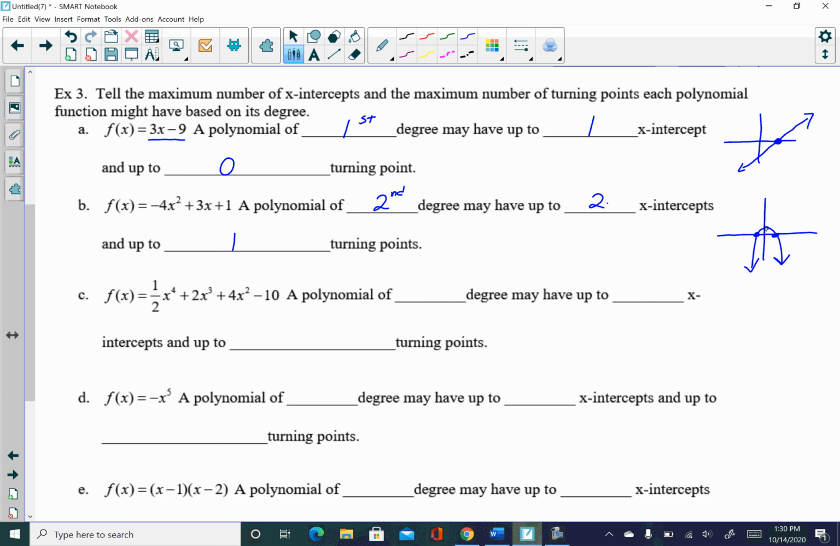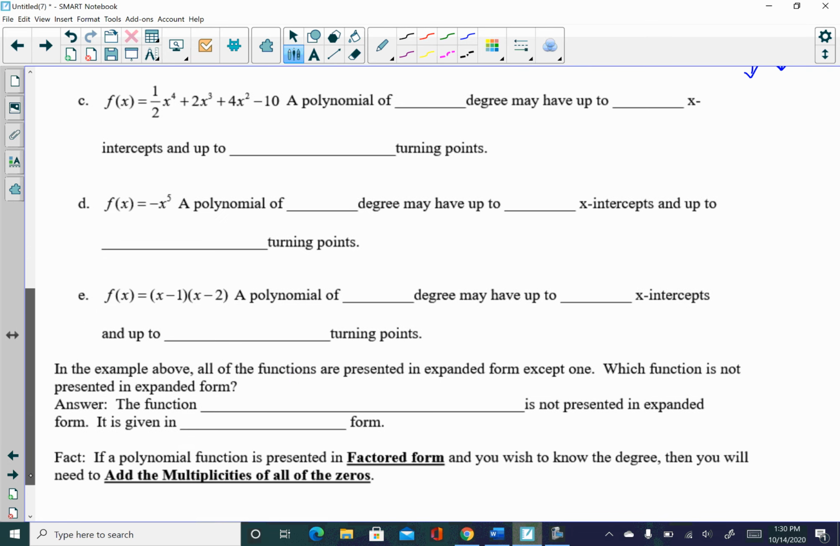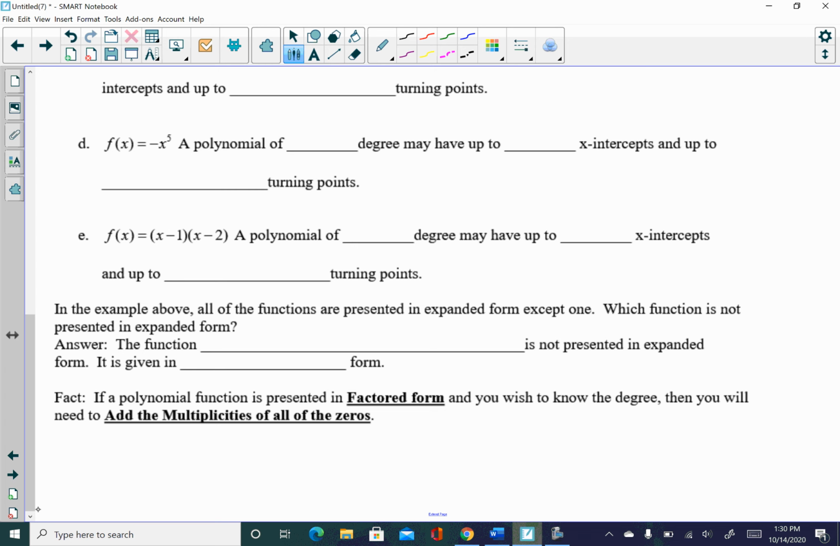Okay. All right, I encourage you to pause the video and try C, D, and E. Make sure you're tracking with that and check yourself by the solution key. And then we'll move on down here below that.